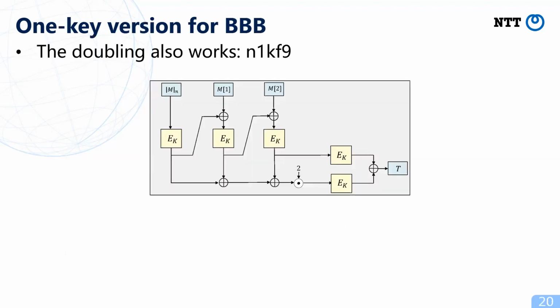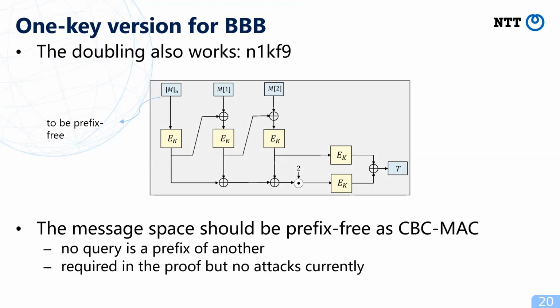For the 1-key version, we use the same idea, just one field multiplication, with the additional restriction that we need a prefix-free encoding. And it shouldn't be surprising, because if you look at the upper part now, it's like a raw CBC MAC. And we know that CBC MAC is only secure if the encoding is prefix-free. So to achieve prefix-freeness, one typical way is to encode the length of the message as the first block, and then you process the rest.